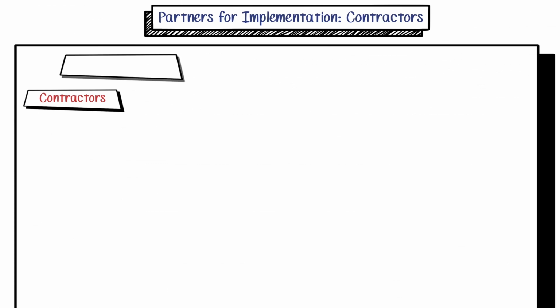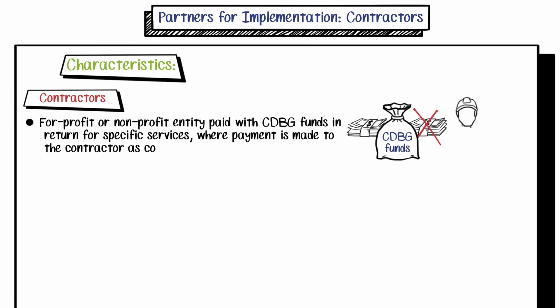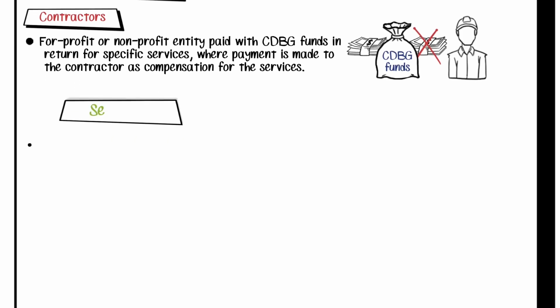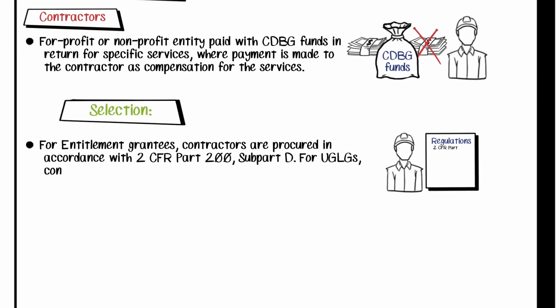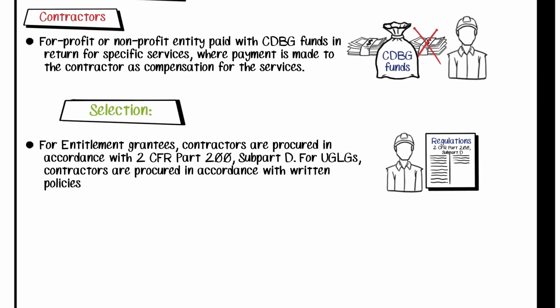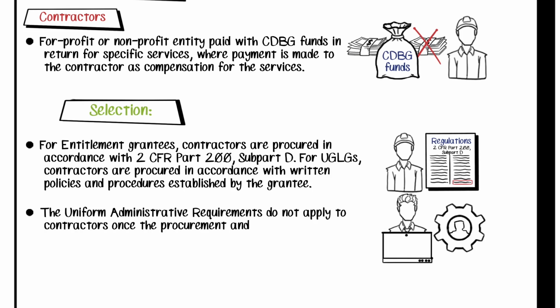A contractor is a for-profit or nonprofit entity paid with CDBG funds in return for specific services, where payment is made to the contractor as compensation for the services. Entitlement grantees, as well as their subrecipients, must procure contractors in accordance with the procurement regulations. Units of general local government must follow policies and procedures provided by the state grantee.